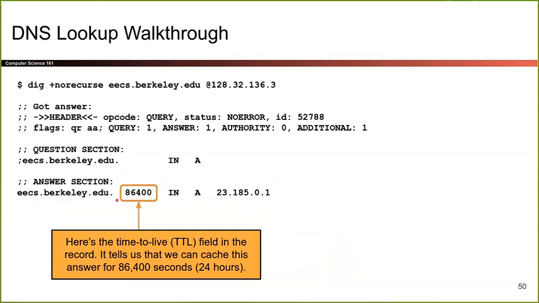One thing to note here is the time to live. This tells us that I can save this answer and keep using it for the next 86,400 seconds, which is, I think, 24 hours. So for the next 24 hours, if I ever make a request to eeks.berkeley.edu, I do not have to go through all that stuff that I just went through. All I have to do is look at my cache, see this answer, and just plug it in. So this record is valid for 24 hours of caching.